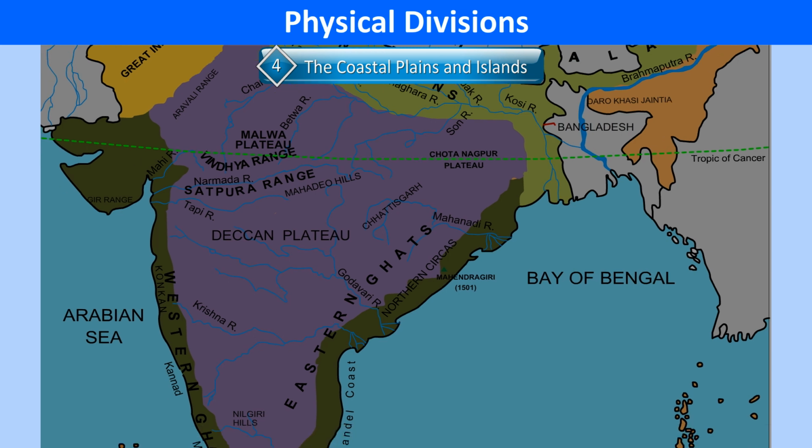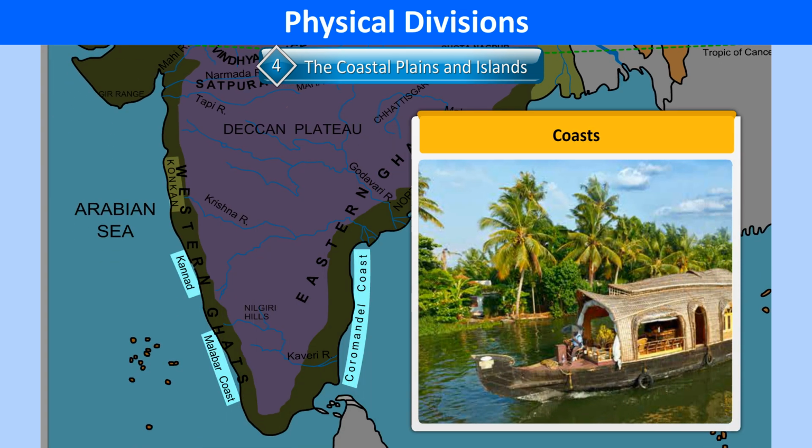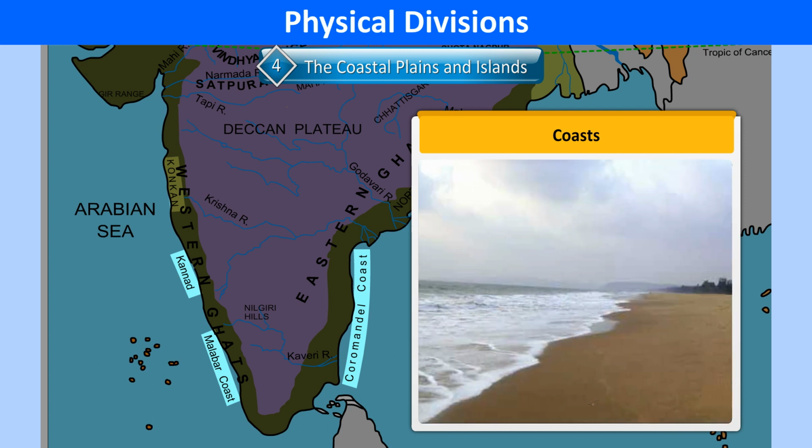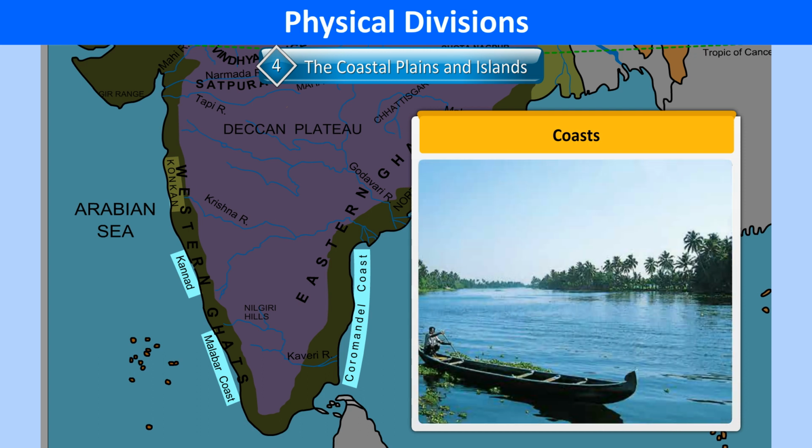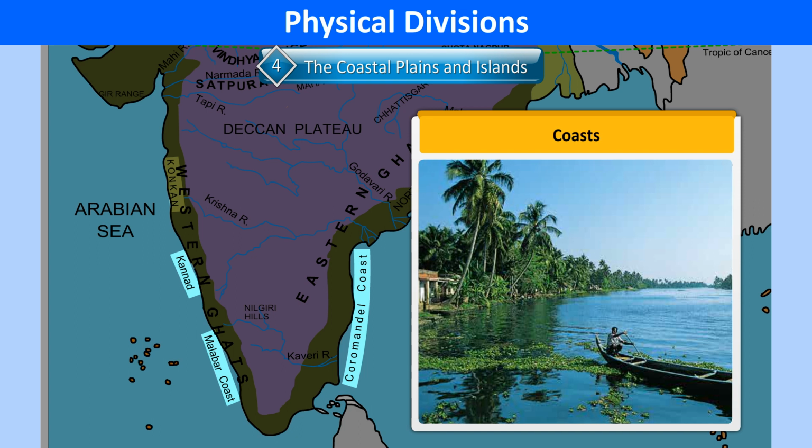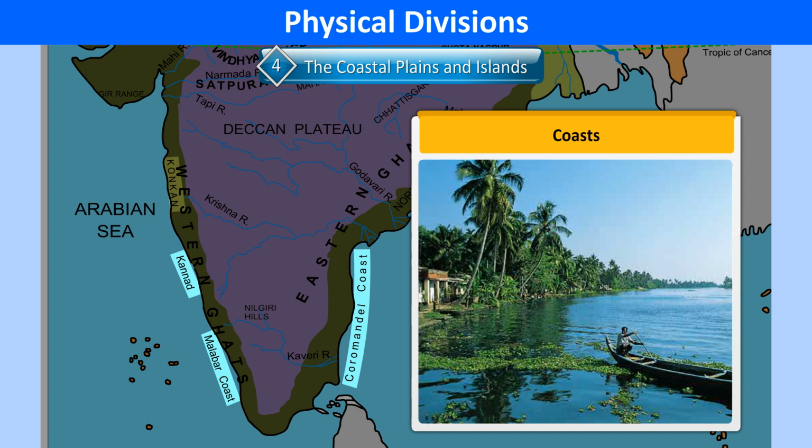The coastal plain and islands. These are narrow plains that run along the Arabian Sea in the west and the Bay of Bengal in the east and border the Peninsular Plateau. The coastal plains are known as the Konkan Coast in the north and the Malabar Coast in the south.